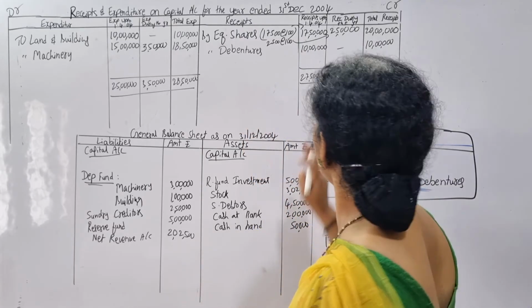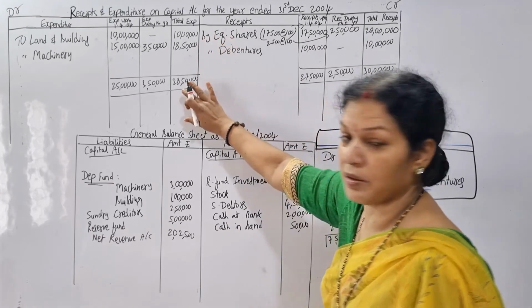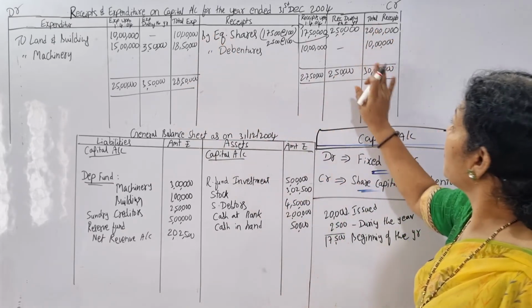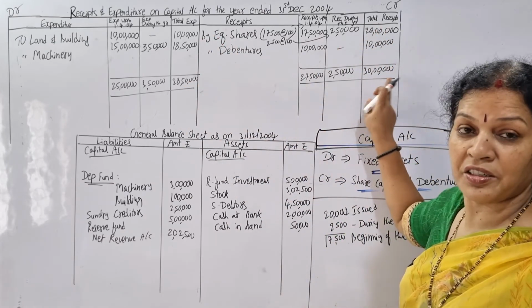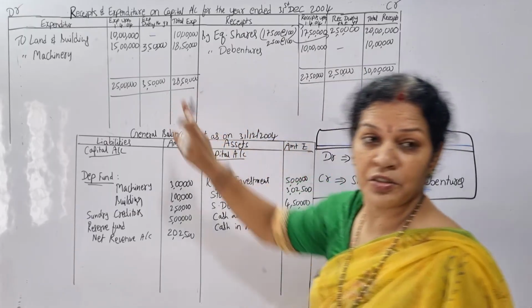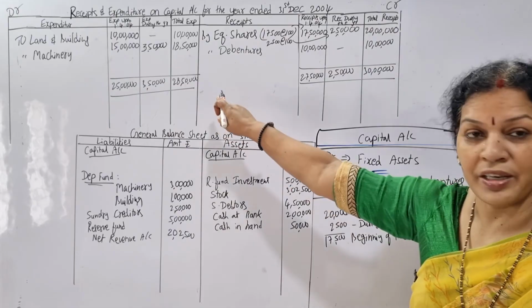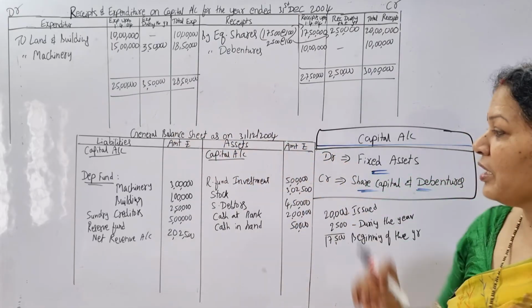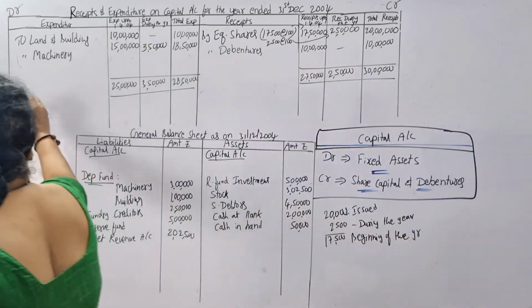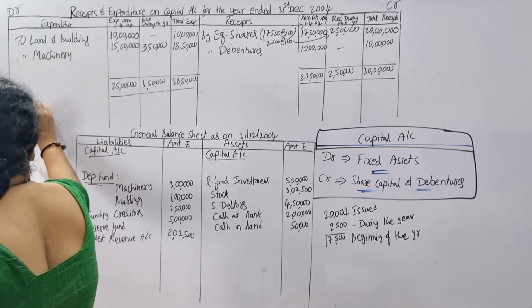After this, we'll only see the total, which side is more. Total, this is credit side is 30 lakh. And here it is 28 lakh 50,000. So which side is less? There it is less. So we'll write it on the debit side to balance in capital account.